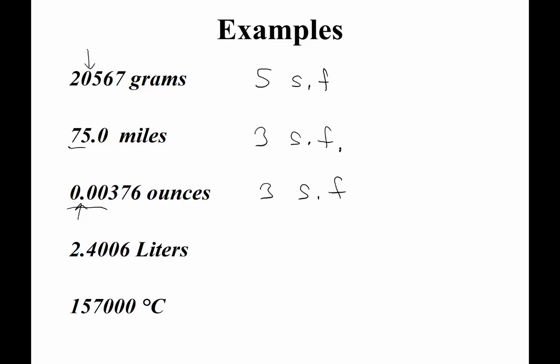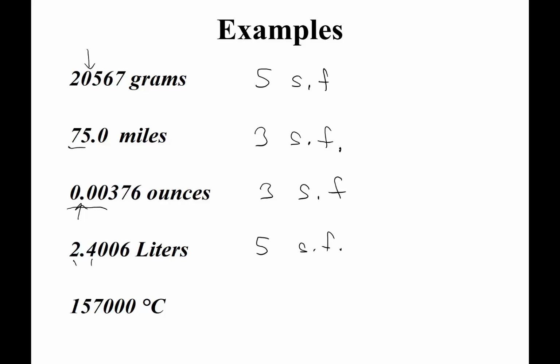2.4006 liters. Okay, so here we have a number, a decimal, and then a bunch of numbers and zeros. And so those zeros count whether that 6 was there or not. So we have 1, 2, 3, 4, 5 significant figures.